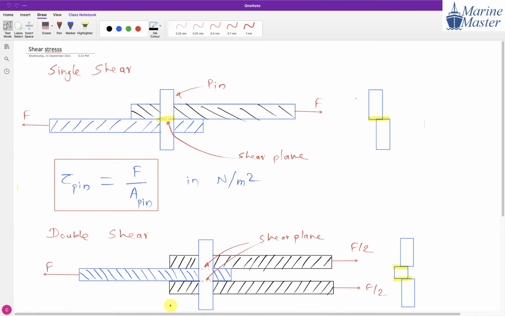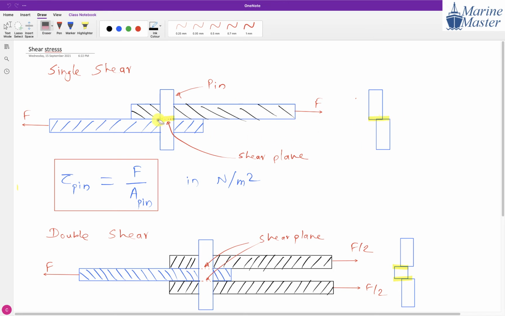So this is the scenario of single shear. Here we are applying a force F. Here we have 2 plates, plate 1, the upper plate, and the lower plate. These 2 plates are connected by this pin. Here a shearing is going to take place, meaning the pin is going to fail like this. It is not always like that, but it is going to fail like this. This is what is meant by shearing.